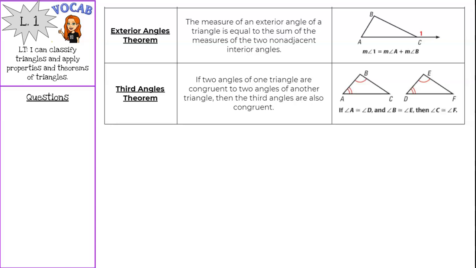Couple more theorems for you guys. We have the exterior angle theorem. So remember, exterior is on the outside. The measure of an exterior angle of the triangle, so if we look over at our picture, it'd be angle 1. That's an exterior angle. Is equal to the sum of the measures of the two non-adjacent interior angles. So non-adjacent means just the angles that it doesn't touch.